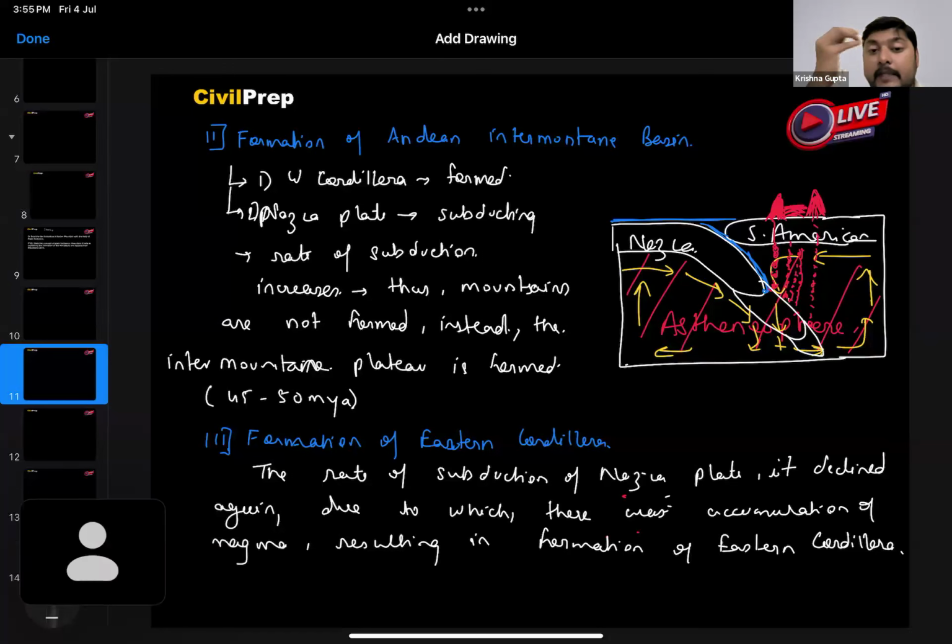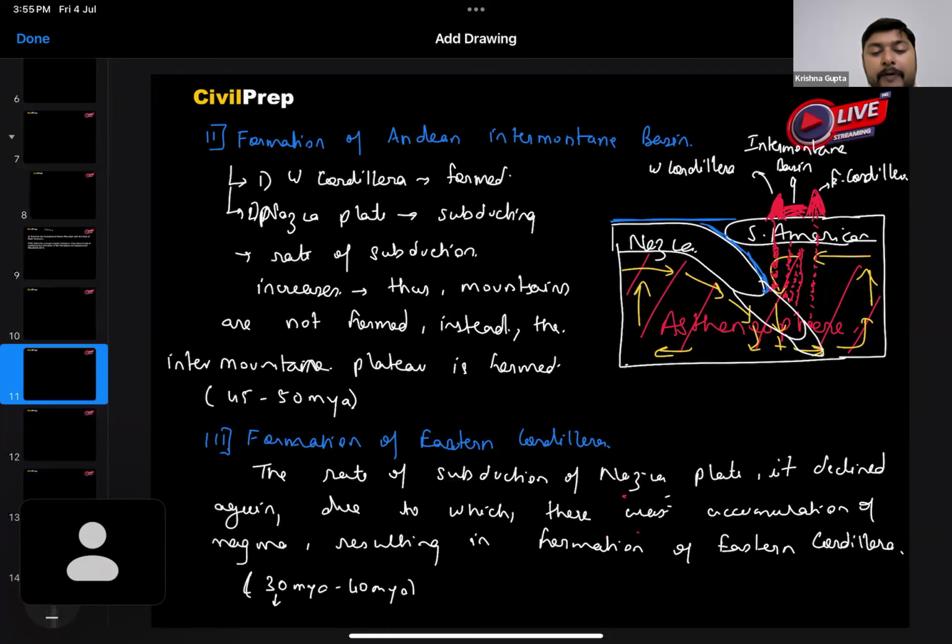So in this way, we'll be seeing here that there is formation of the Western Cordillera, the Intermountain Basin, and there is formation of the Eastern Cordillera. And this took place almost around 30 million years ago to 40 million years ago. We can also put it up to 25 million years ago. So during this time period, there was formation of the Eastern Cordillera also.